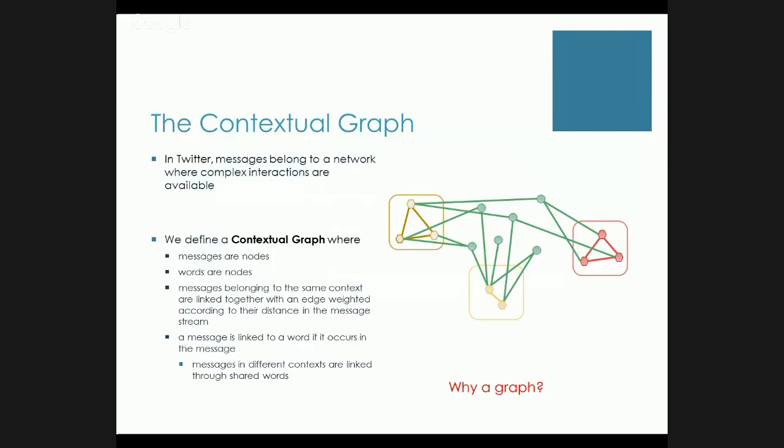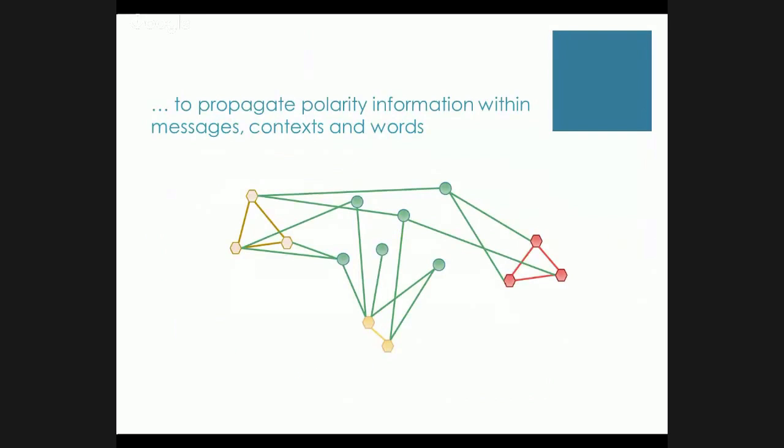But why a graph? What can we do with the graph? We can apply a class of learning algorithms. In particular, we would like to propagate polarity information across the graph.